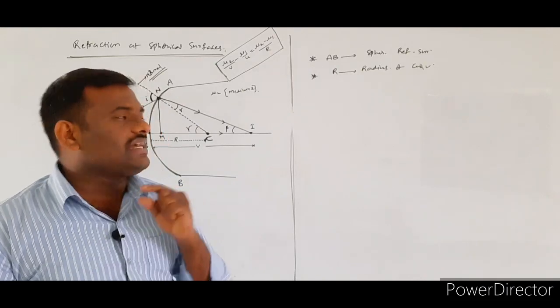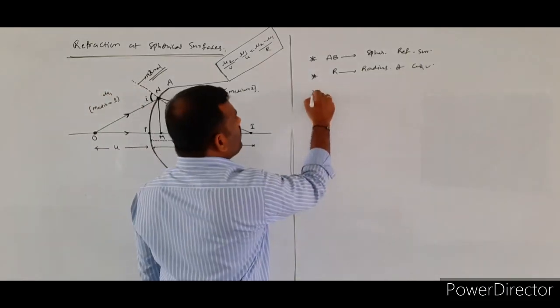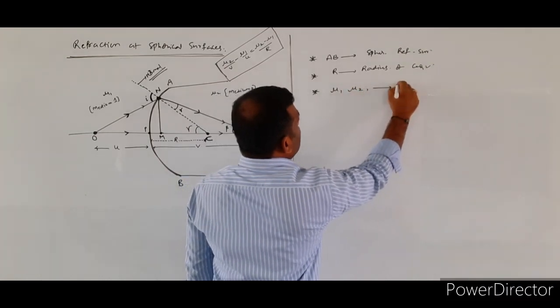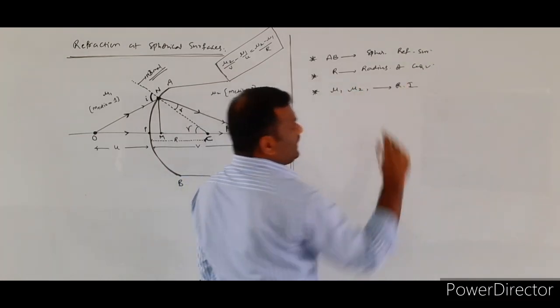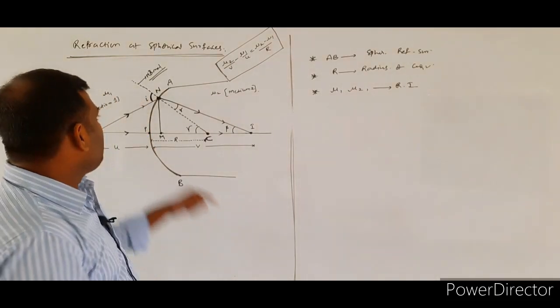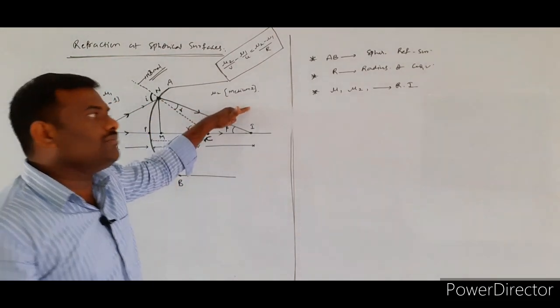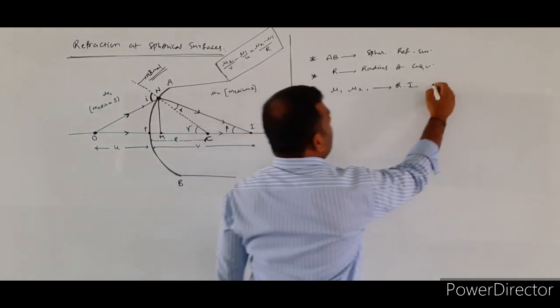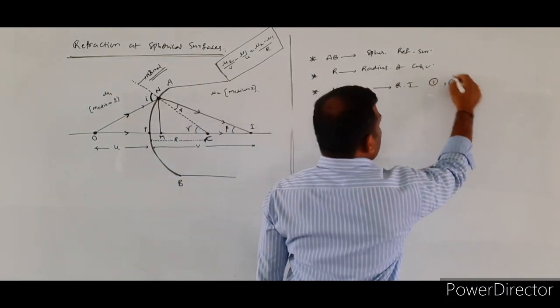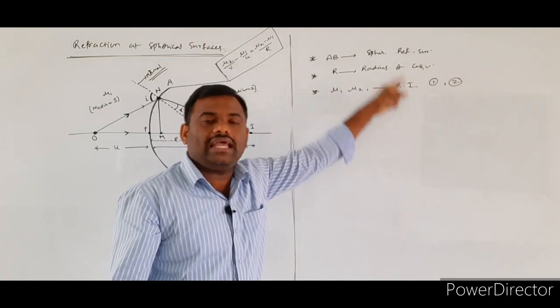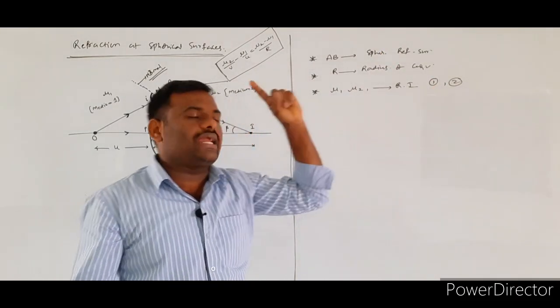Next, here mu1 and mu2 are considered. Mu1 and mu2 indicate the refractive indices of this medium 1 and this medium 2. So mu1 and mu2 indicate the refractive indices of the first medium as well as the second medium, respectively.